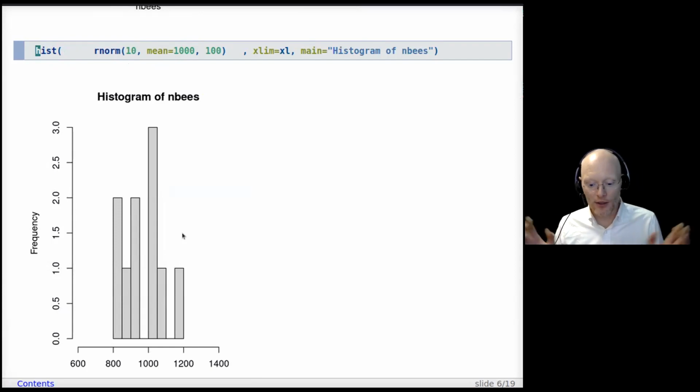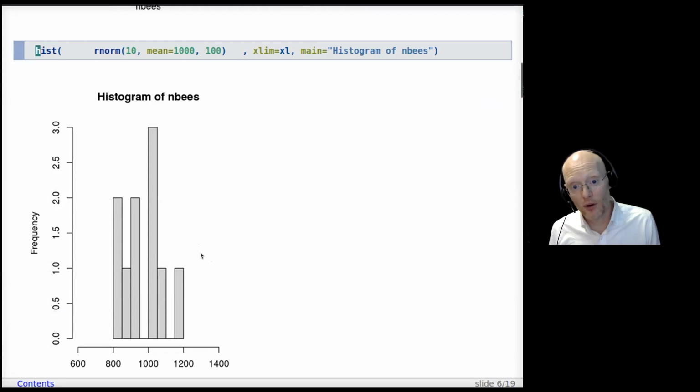So this now answers the question, or simulates the experiment where I put out 10 hives with 1,000 bees each for 1 year. And then I look at how many bees are in each hive at the end of the year, and this is the distribution of values I get. Now, you can see it doesn't necessarily look like a bell curve anymore, and that's because it's just 10 random draws. And so it's the luck of the draw.